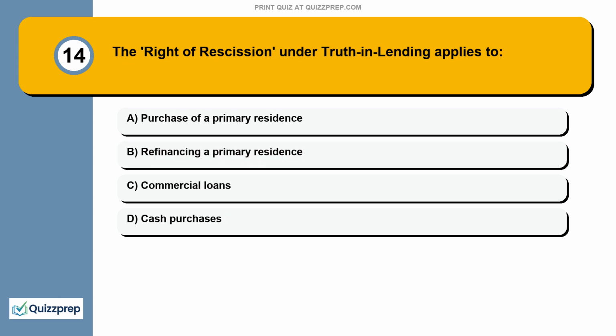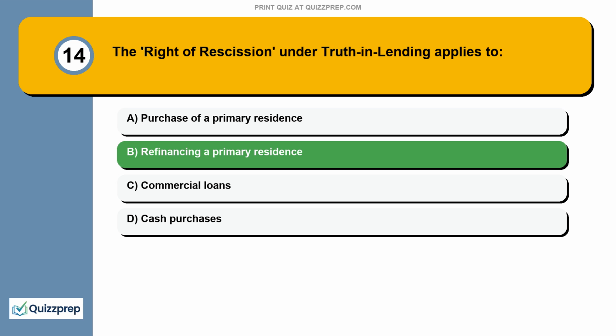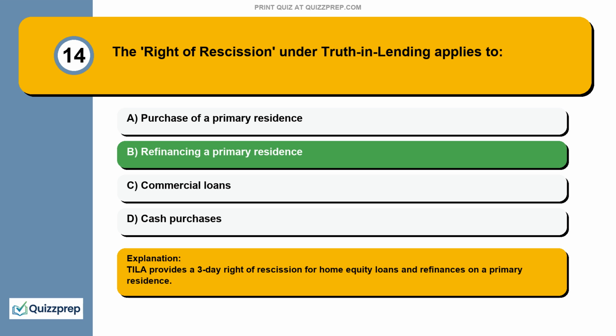Question 14. The right of rescission under Truth in Lending applies to purchase of a primary residence, refinancing a primary residence, commercial loans, cash purchases. TILA provides a 3-day right of rescission for home equity loans and refinances on a primary residence.